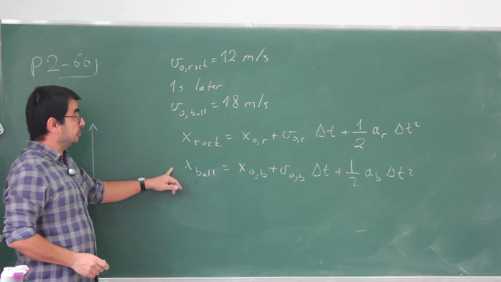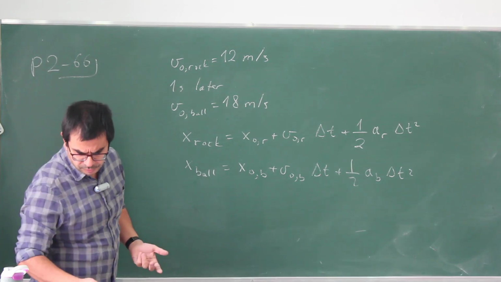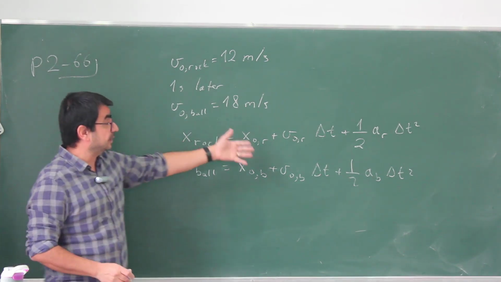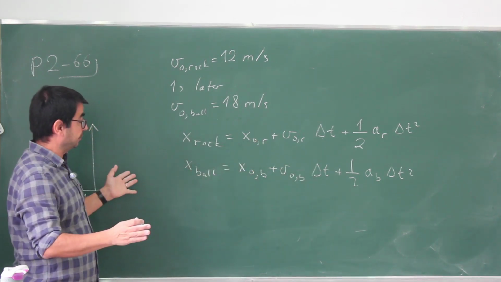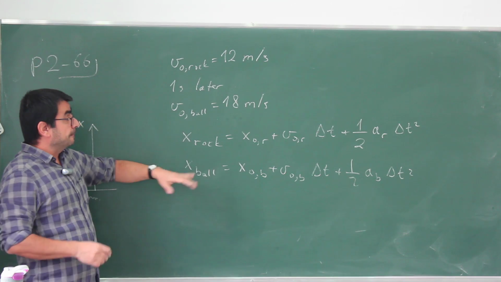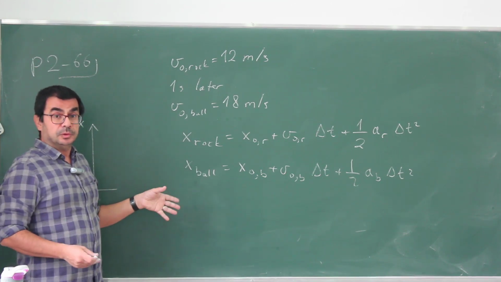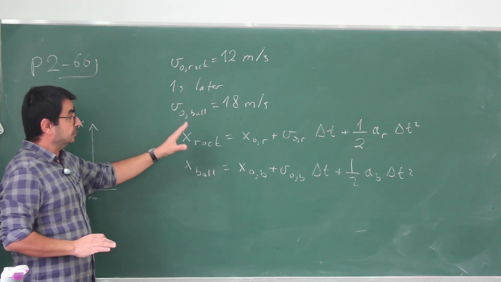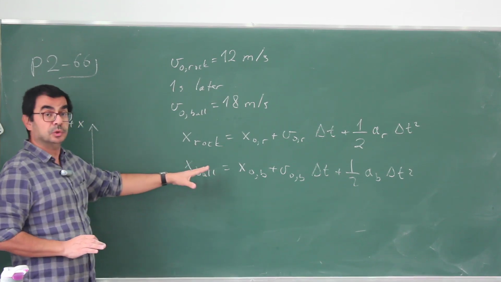Now, can we set these equal to each other? And they're asking for at what time will they strike? So can I solve for delta T? I seem to know pretty much everything here. I set these equal to each other. That kills two of my unknowns. And I'm going to be able to solve it for delta T. Now, please pause the video for a second and try to figure out whether you can actually solve the problem this way.